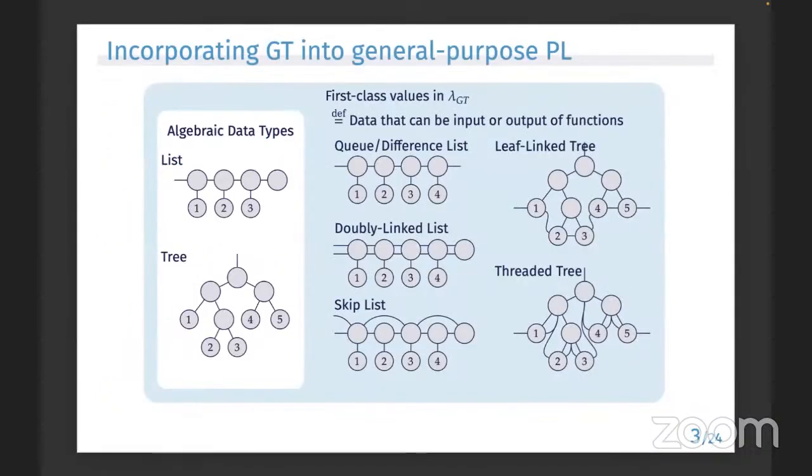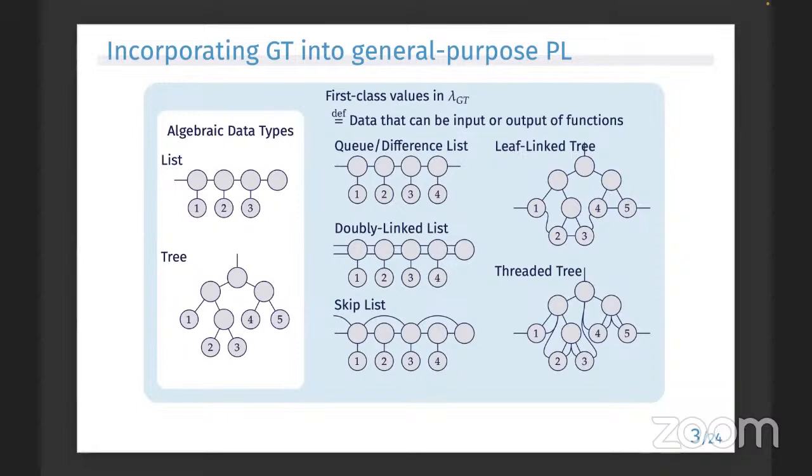Okay. So our research question is how can we extend general purpose programming languages, including functional languages, using the ideas from graph transformation. Functional languages support complex data types. However, they can only represent lists or trees. These are the only data structures that general purpose programming languages are good at handling.